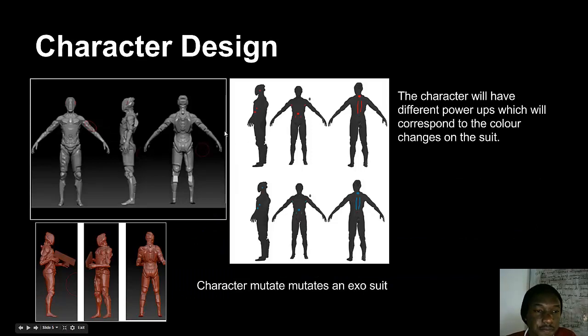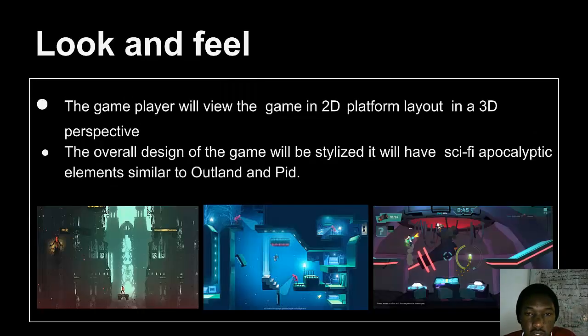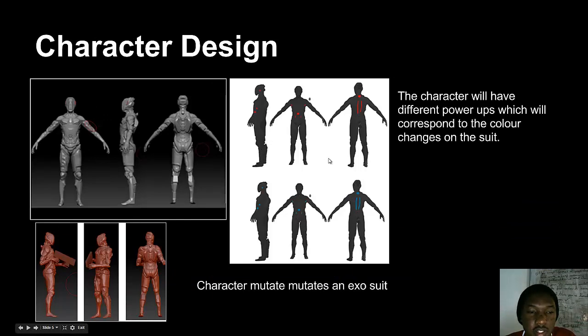Character design. The character is cocooned within the exosuit, and here are some character turnarounds. The character has different power-ups, such as the red would show that the character is in idle mode, and then the color will change to blue when the character powers up for specific attacks. So the colors would vary depending on the character power up that they've selected.